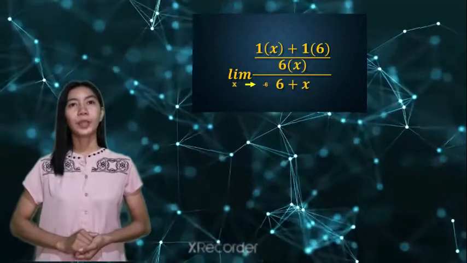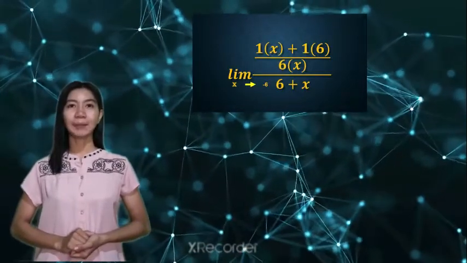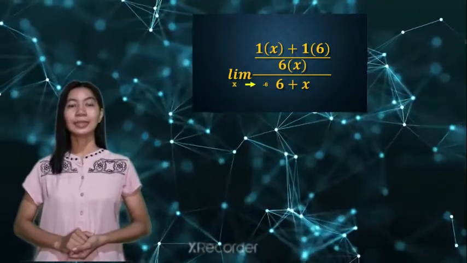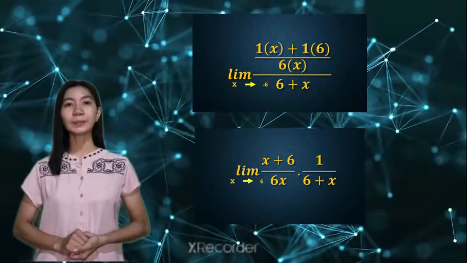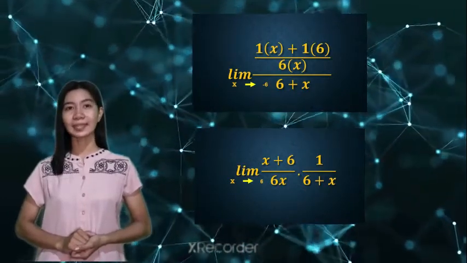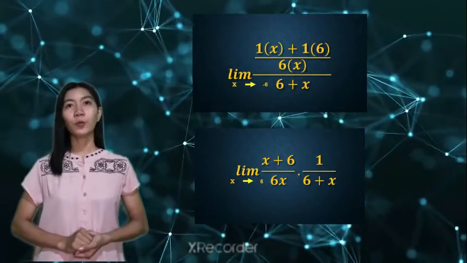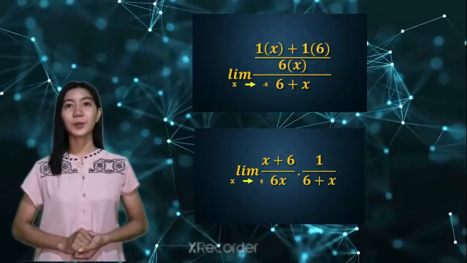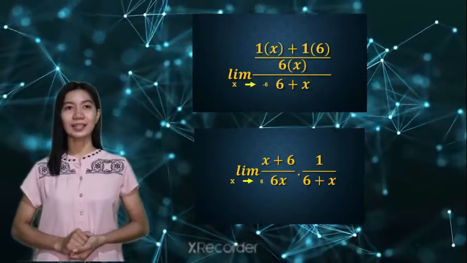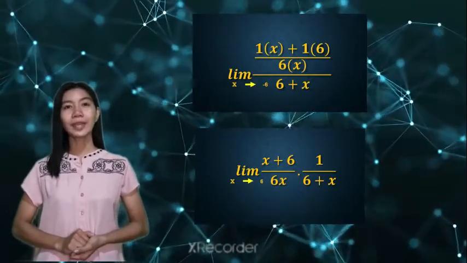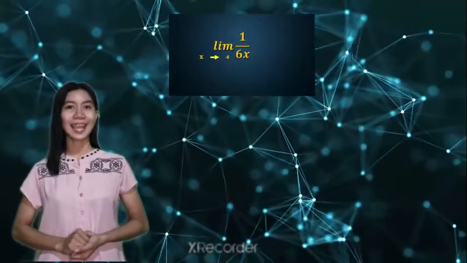Step 3. We will modify the equation. And we need to take the reciprocal of the denominator. We will have the limit of (x plus 6 over 6x) multiplied by 1 over (6 plus x), x approaches negative 6. You know that our numerator is identical, so by algebra, we can cancel the x plus 6 and 6 plus x. So now, we have the simplest complex fraction, which is 1 over 6x.